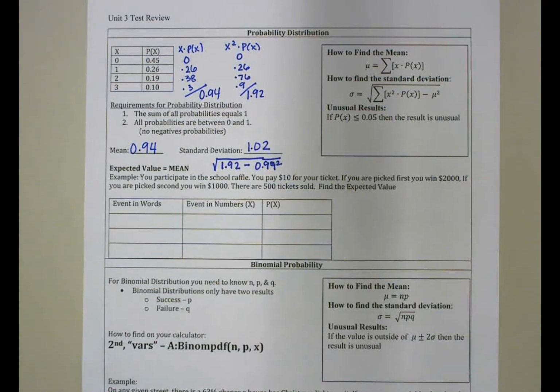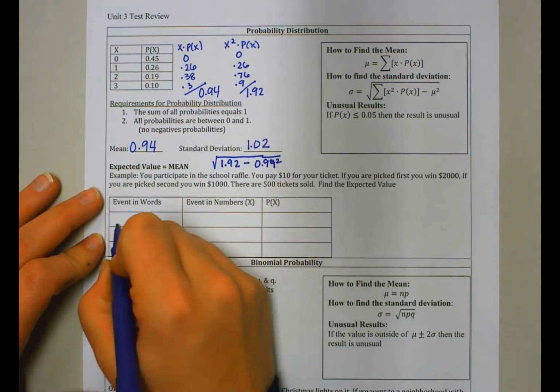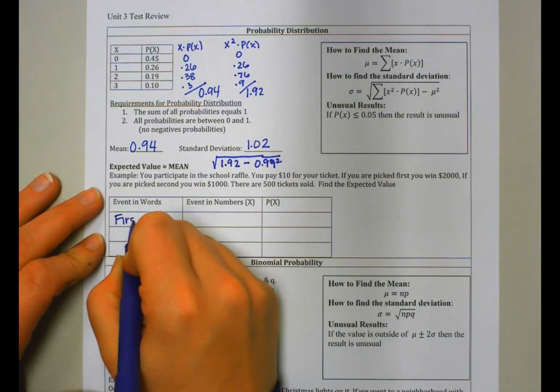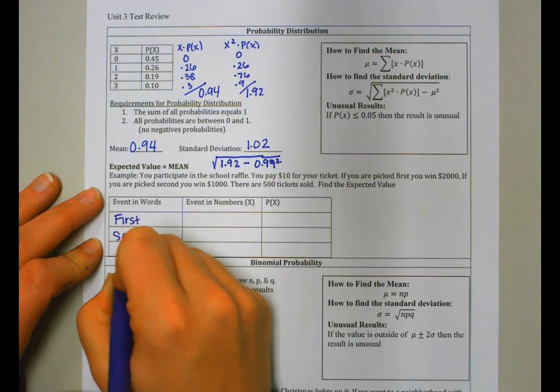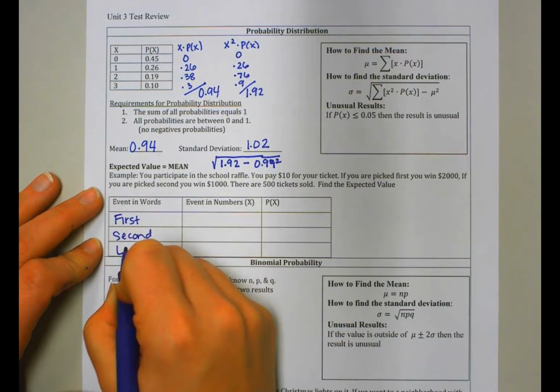So if you want to pause the video, try this on your own. I think that's a great idea. If not, I'm going to go over it. So the event in words, the possibilities of how this could play out for you. You could get picked first, you could get picked second, or the only other option is that you lose.